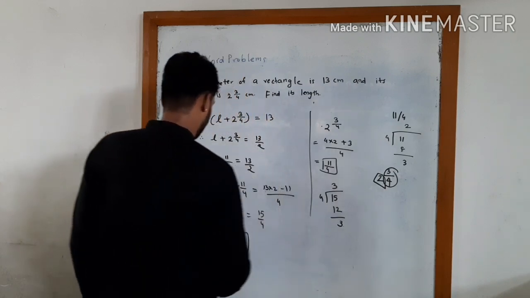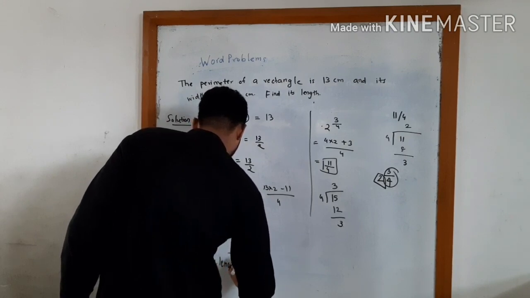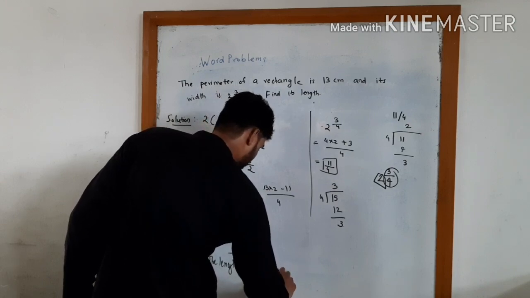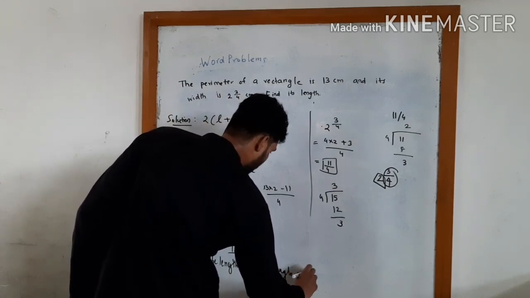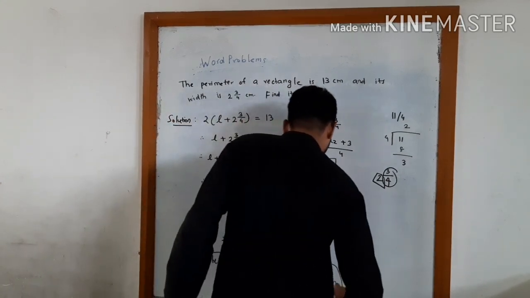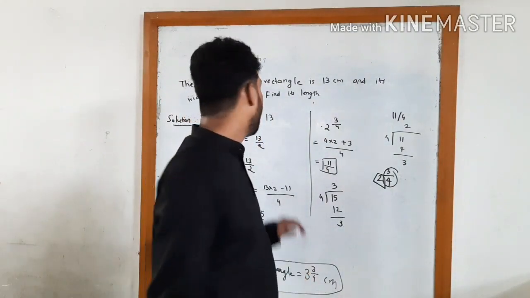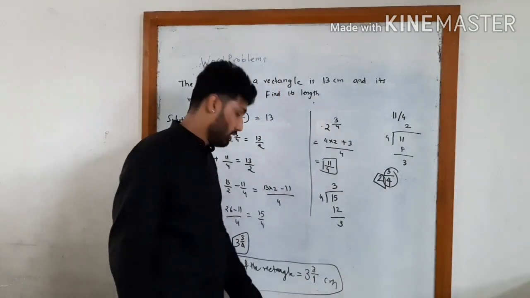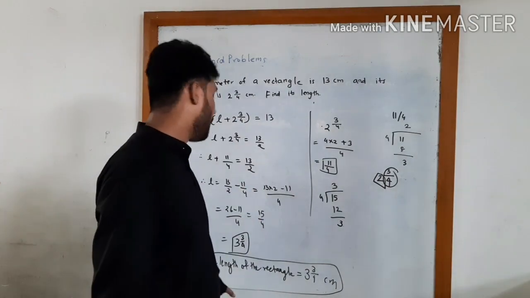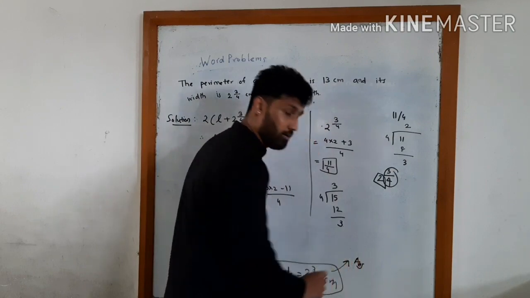So therefore the length of the rectangle is 3 integers 3 by 4 centimeters. This is your final answer. In a word problem, you have to ensure that you answer in sentence form. If you write only this, you will not get full marks because it's a word problem. You have to answer in sentence form. This much is clear? This is your answer.